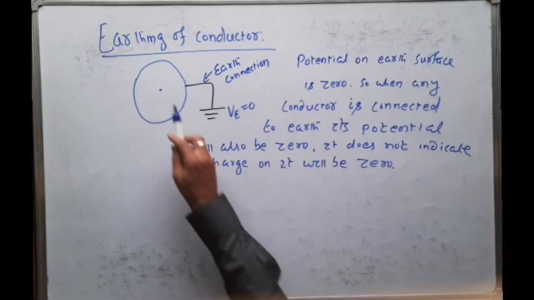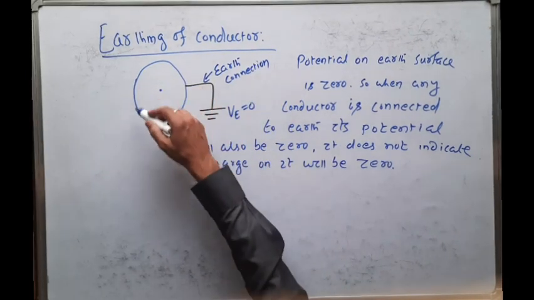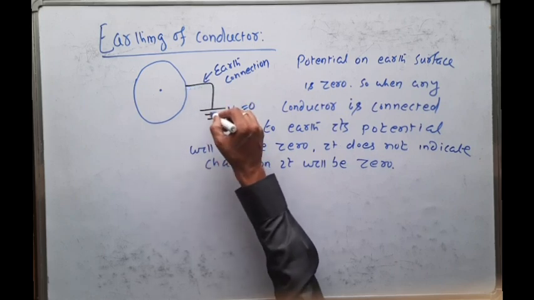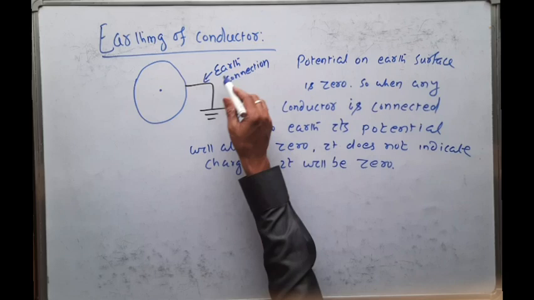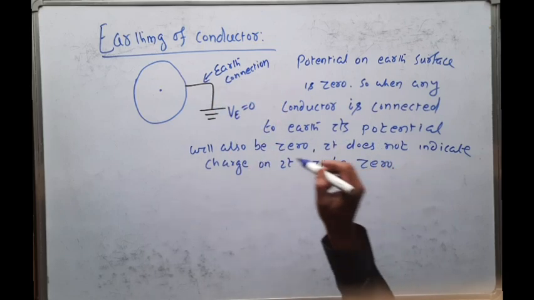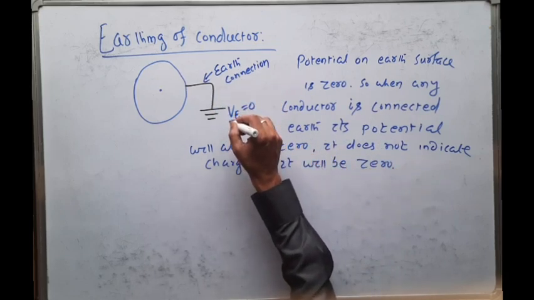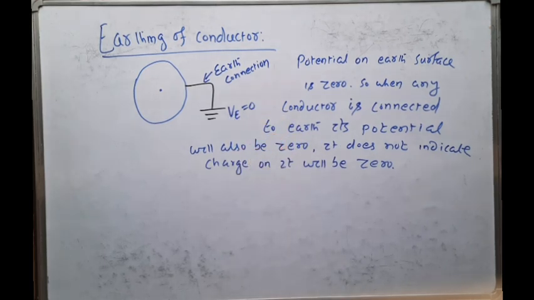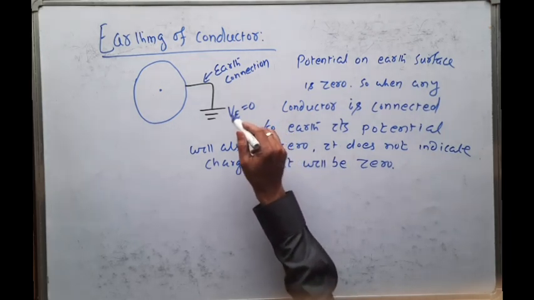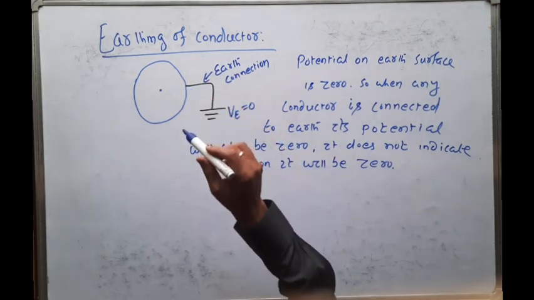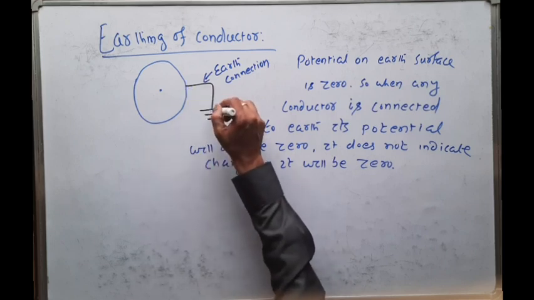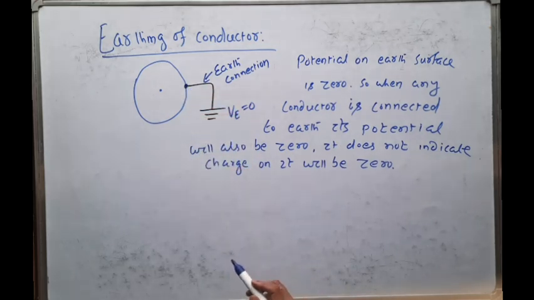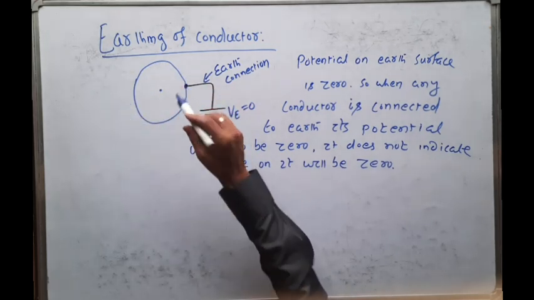Now see, earthing of a conductor. So this is a spherical conductor. The outer surface is connected to the earth by a conductor. So that is called earth connection. Here you know, we generally take the potential on the earth surface as 0. So if the potential on the earth surface is 0 and it is connected to the surface of the conductor, then we can say the potential at earth is also equal to the potential on the conducting surface. So that means the potential on the conducting surface is also 0.